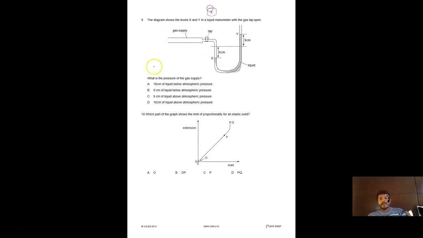Page number 5. By looking at this picture, you would know this is a manometer. And which topic is this manometer from? It is from pressure. In pressure, there are 3 topics: solid pressure, liquid pressure, and atmospheric or gas pressure. So here it is gas pressure.